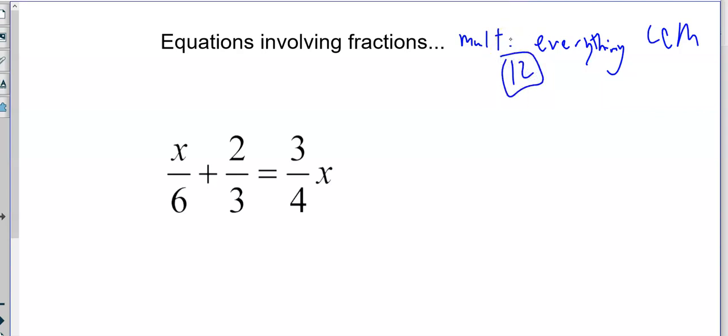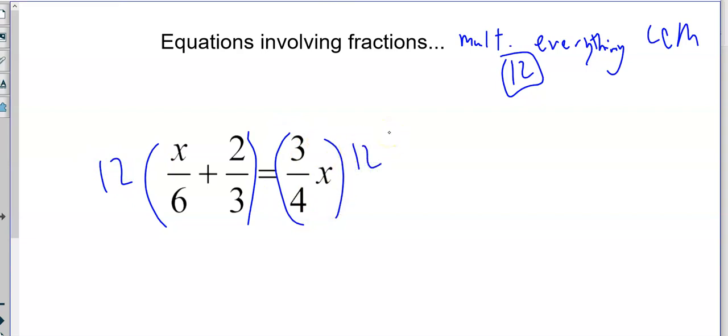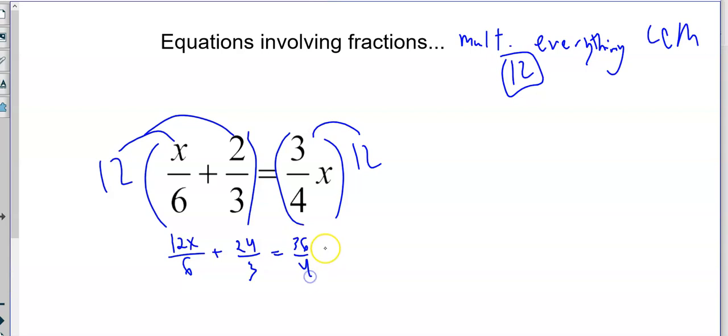So 12. If I multiply everything on the left-hand side by 12, not in the numerator and denominator, only in the numerator, by 12. So I'm going to multiply the numerator there. I'm just going to write it out the first time here: 12x over 6 plus 24 over 3 equals 36 over 4.